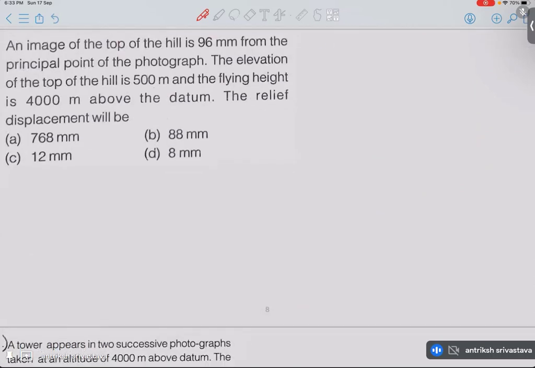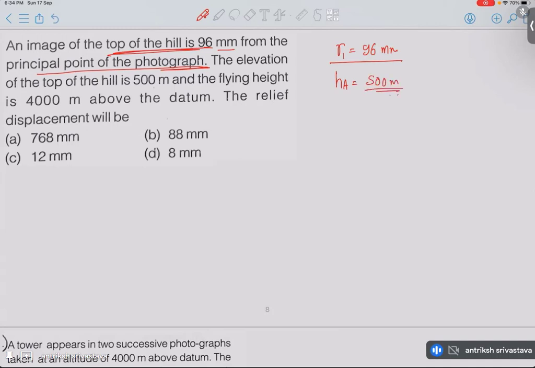An image of the top of a hill is 96 mm from the principal point of a photograph. So let's, side by side, write from the derivation that we did the notations for this formula. So the image of the top of the hill is 96 mm from the principal point, so R1 is given as 96. The elevation of the top of the hill is 500 meters, so HA we have 500 meters.